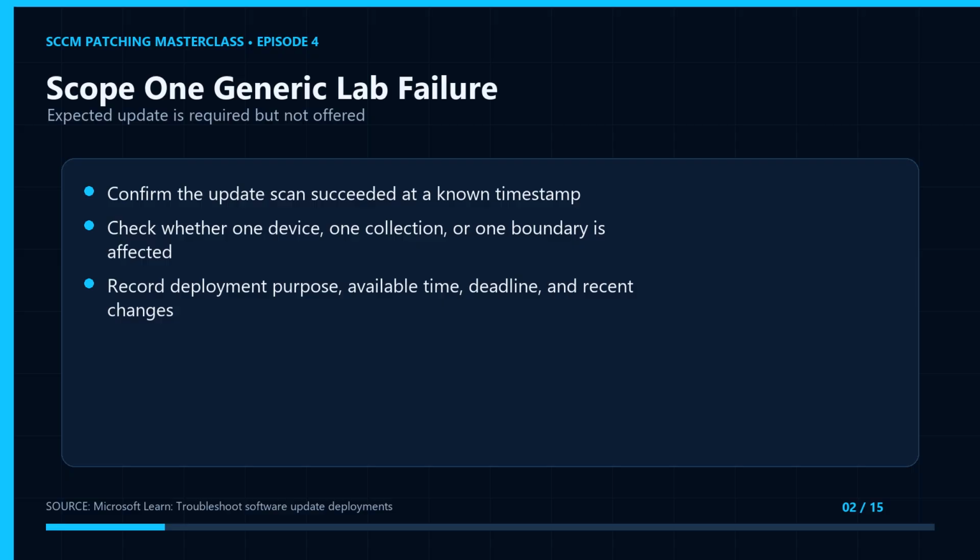First, confirm whether the symptom affects one endpoint, every member of the target collection, or devices in one boundary group. Record a fresh timestamp, the deployment purpose, software available time, deadline, user experience settings, and maintenance windows. Confirm that the update is still in the deployed software update group and that its content is distributed. Do not trigger repeated cycles yet. One controlled reproduction creates a readable evidence chain.